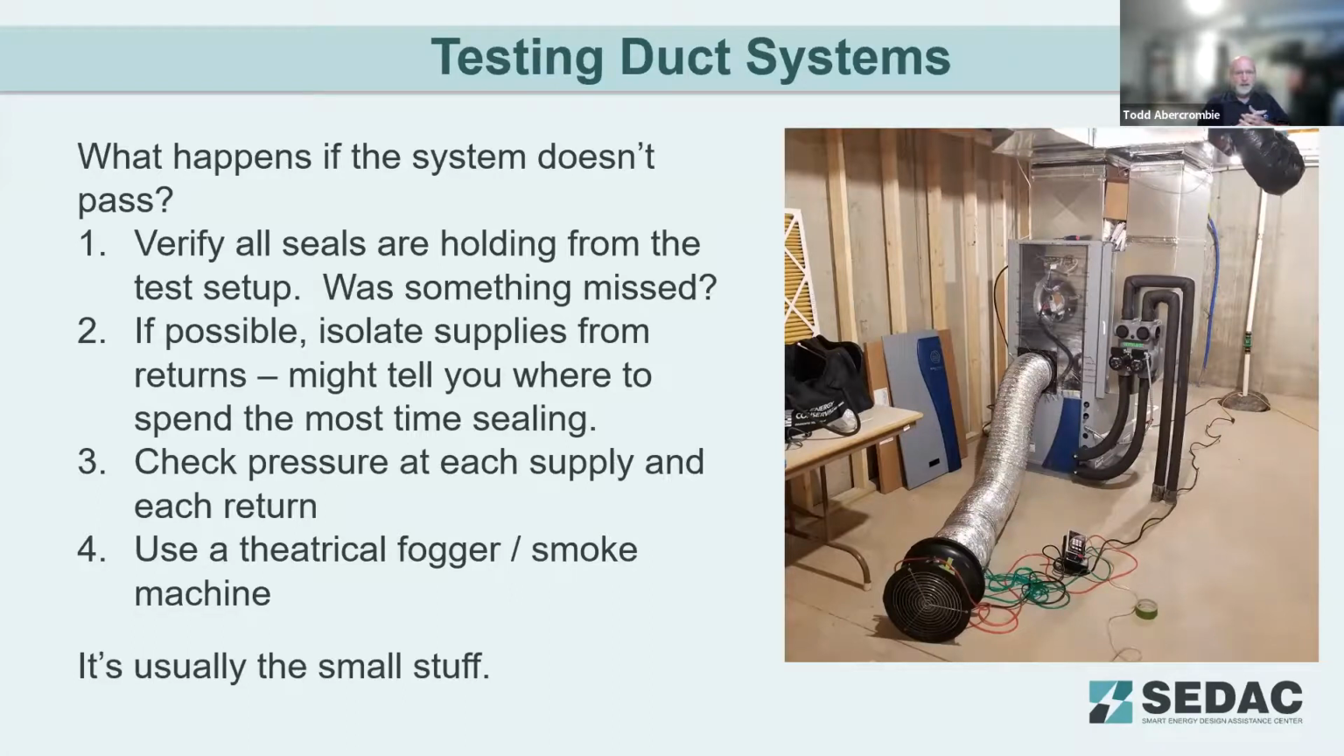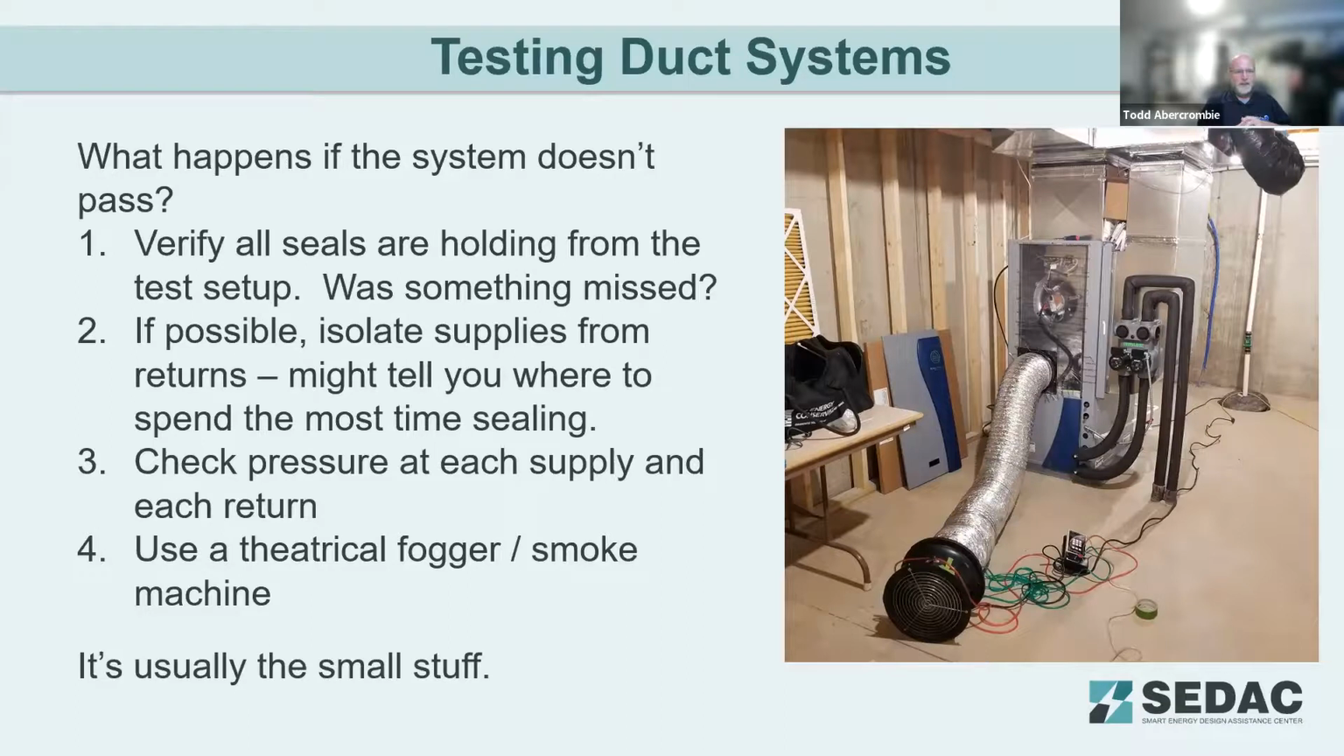You can also check the pressure at each supply and each return by taking a little probe, sticking it into the temporary tape, and a manometer will tell you if you've got a big problem in that section of duct. Because that's always the hope if you don't fail a test, is to find the big hole and seal it. But chances are it's not necessarily a single hole, it's a lot of small stuff that adds up.